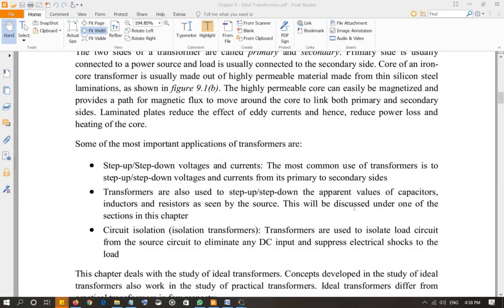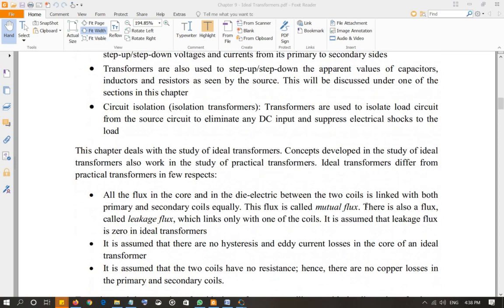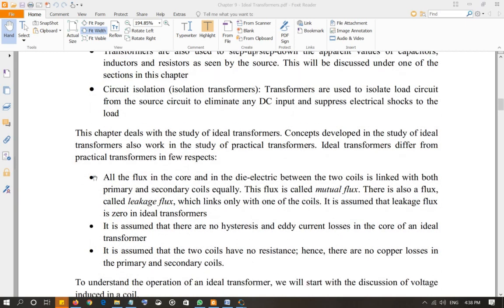How does an ideal transformer differ from a practical transformer? An ideal transformer differs from a practical transformer in these three respects. We assume that all the flux that is produced by the primary is going to be linked with the secondary, and that's called mutual flux. There's also leakage flux, which is produced by the primary and does not link with the secondary, but we assume that the leakage flux is zero.